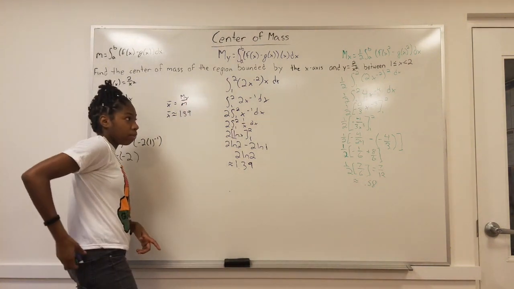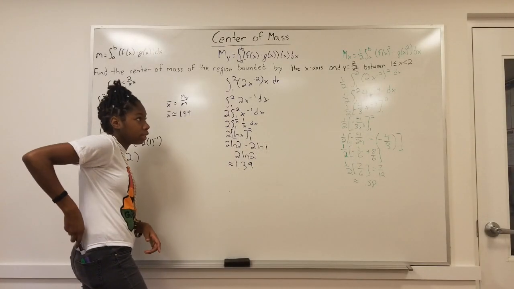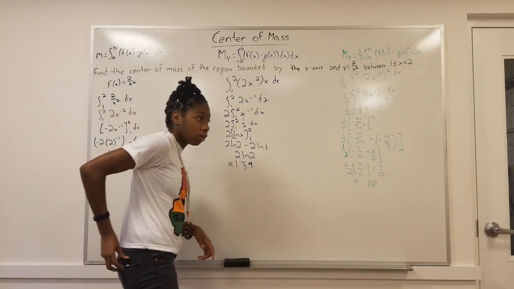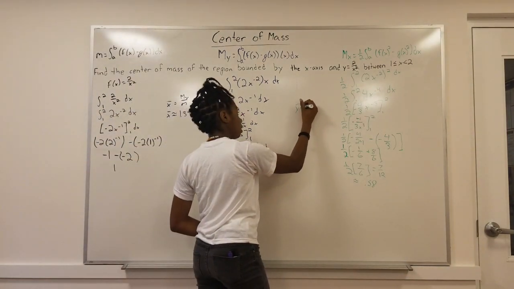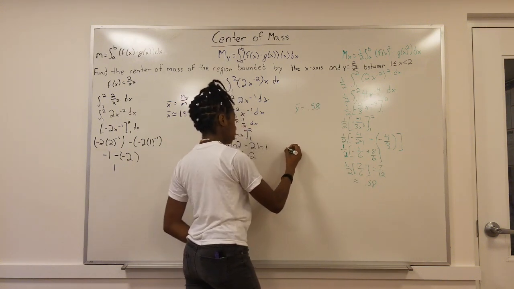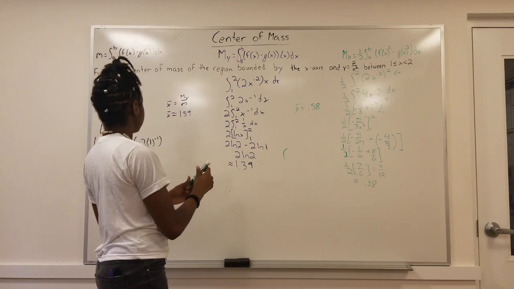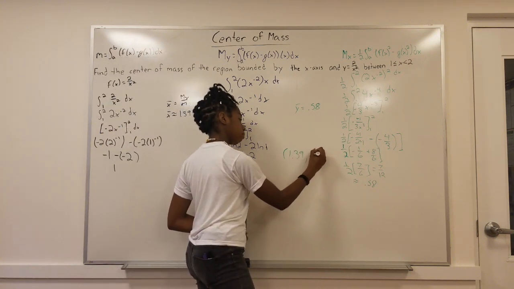And for your y bar, you can just use m of x because the mass once again is 1. So y bar equals 0.58. So your center of mass for this problem would be 1.39, 0.58.